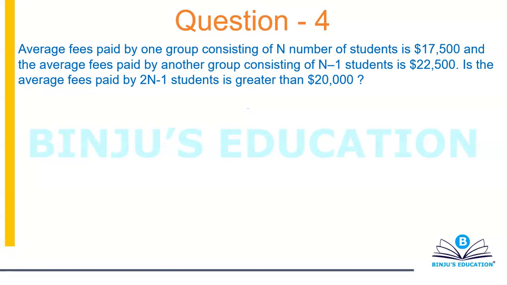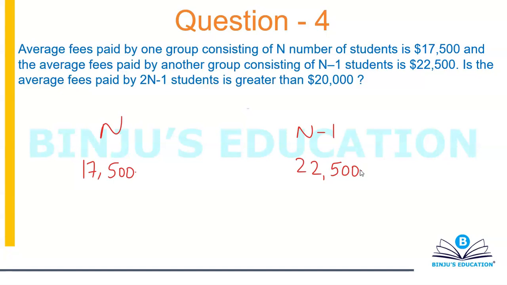The average fees paid by one group consisting of n students is 17,500. So you have n students, and this is the average. The average fees paid by another group consisting of n minus 1 students is 22,500. Is the average fees paid by 2n minus 1 students greater than 20,000?